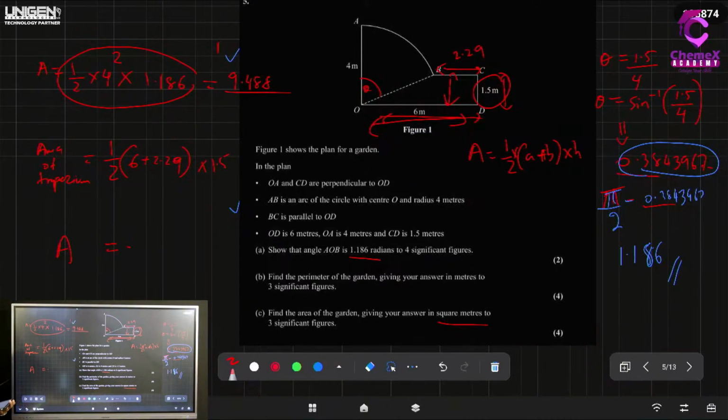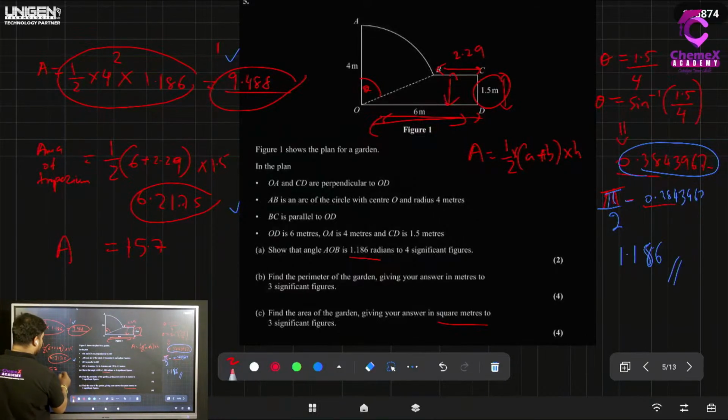So 6 plus 2.29, that's 6.22, it's 6.21 something. What's the final value? 6.2175, sir. Then the addition of these two, what is the answer? 15.7055. So 15.7. How many significant figures are they asking? Three.